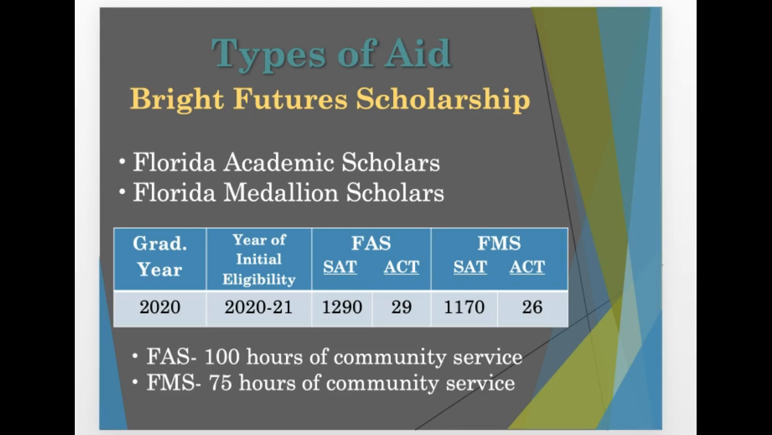If they graduate, their initial year of eligibility will be the fall of their freshman year, which is 2020 to 2021. And you can see the ACT and SAT score requirements. They must have one of these two scores in order to get one of the scholarships. You cannot get both, you either get one or the other. And then each scholarship has its own requirement of community service. FAS has a 100 hours of community service requirement, while FMS has 75 hours of community service.